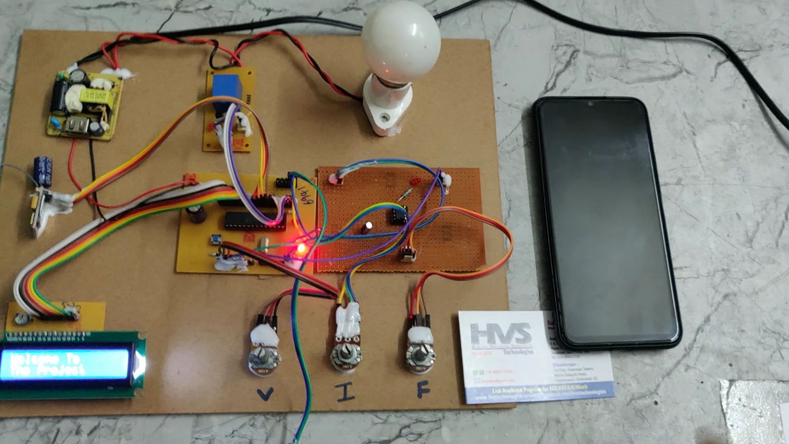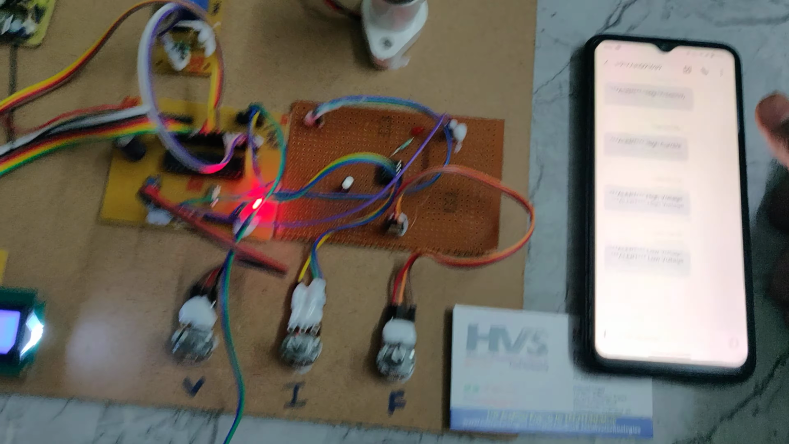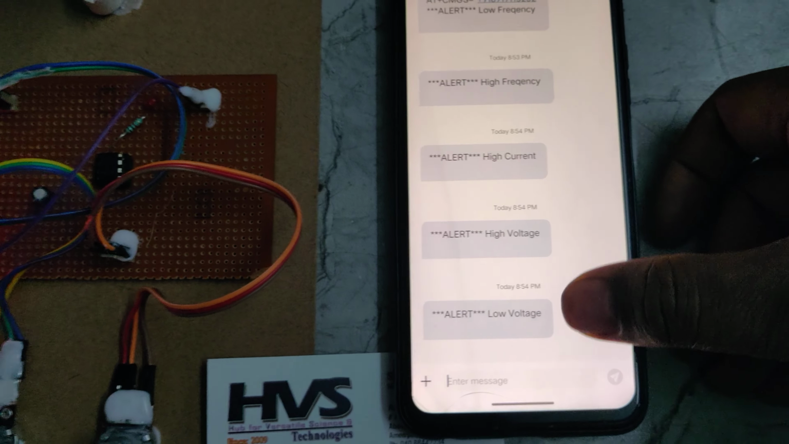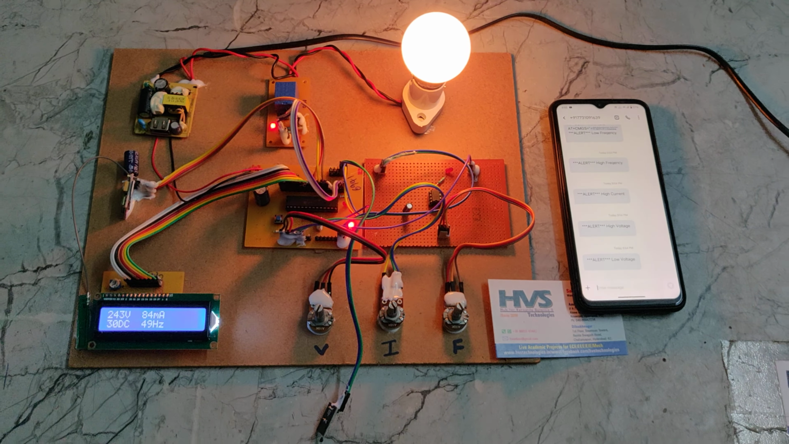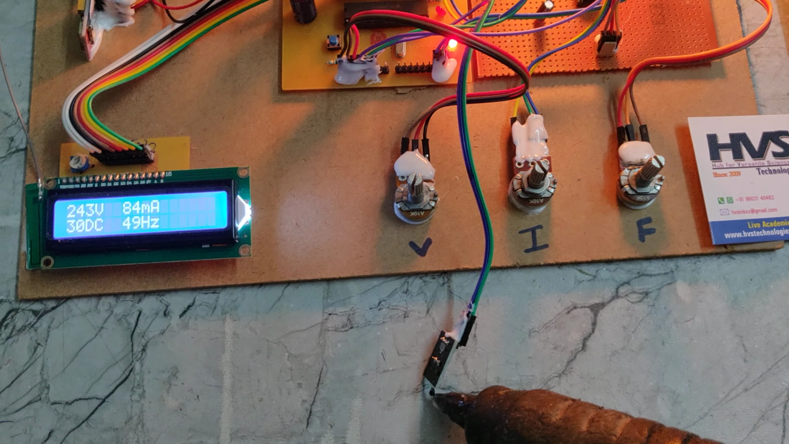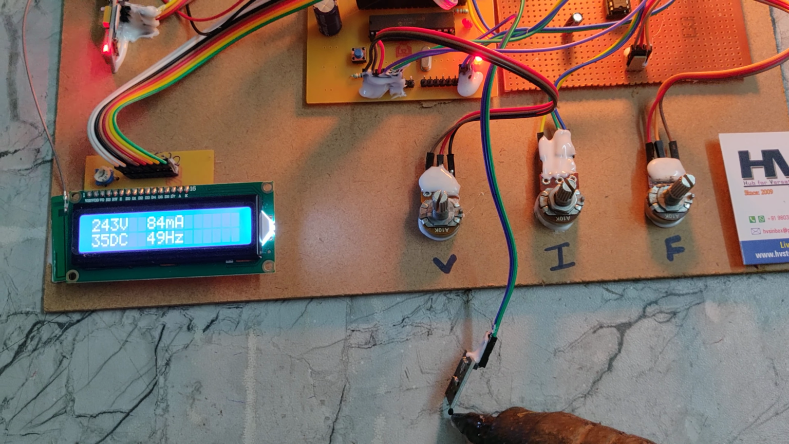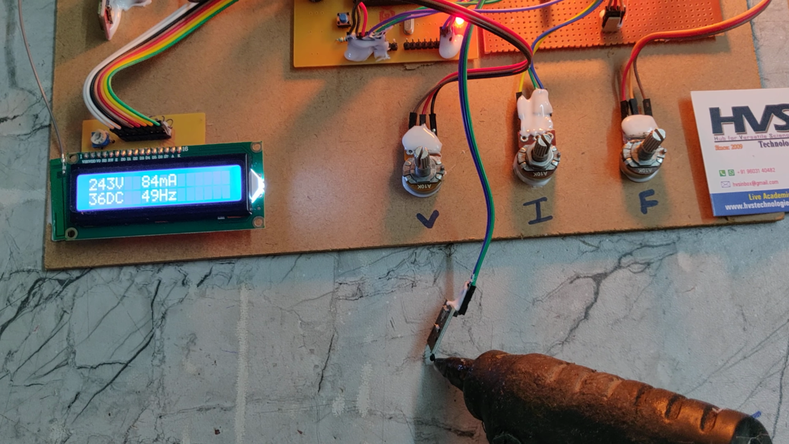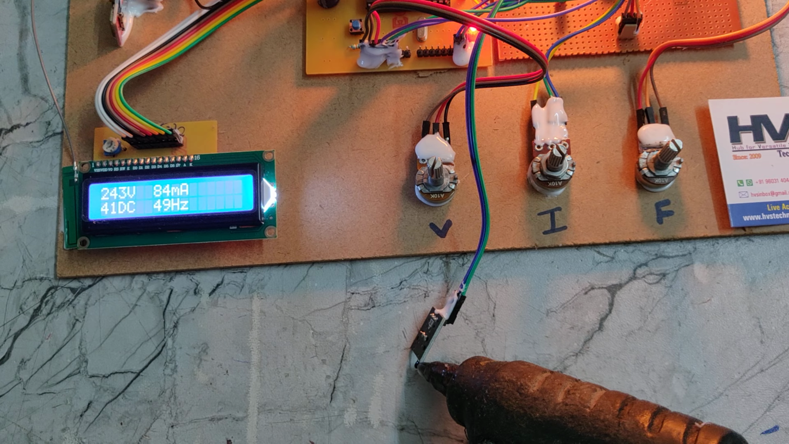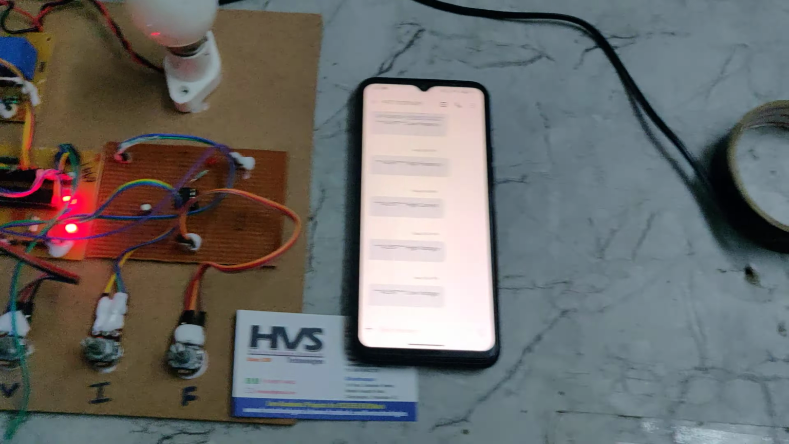Then it will check the conditions, and again it will switch on the circuit breaker, meaning it will control the circuit breaker. Now everything is normal. Coming to the temperature, we can increase it. When it crosses 40 degrees centigrade, we get the high temperature message alert.